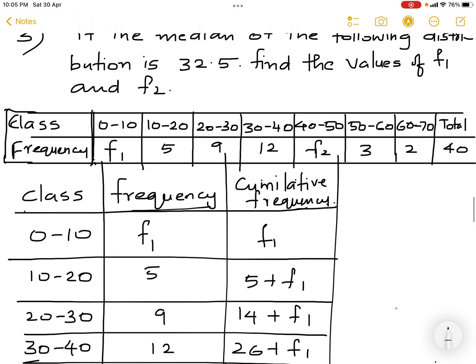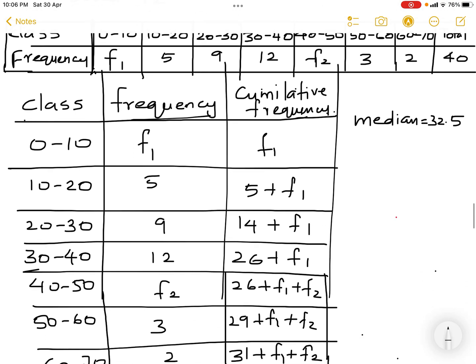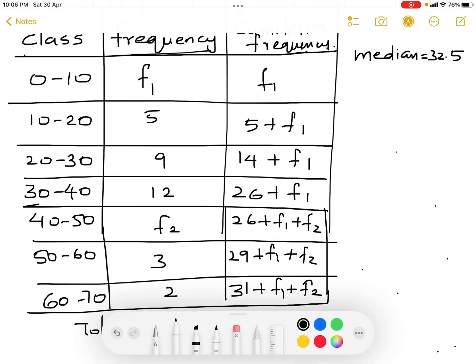Here median is equal to 32.5. So the median class is 30 to 40.